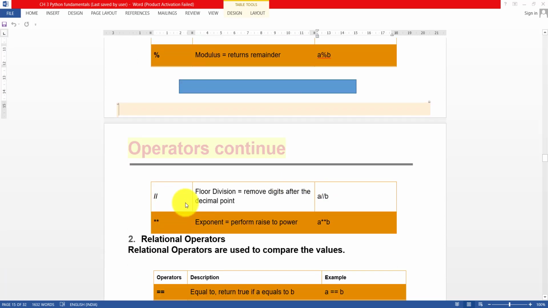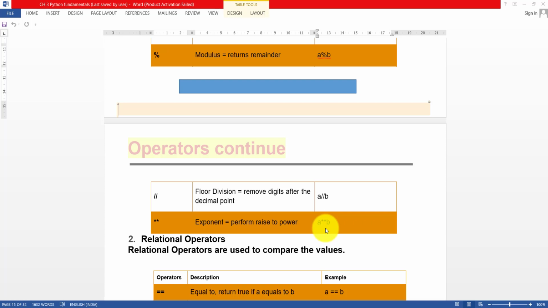Next, double slash. It is used as floor division. That will remove the digits after the decimal point. So this is the floor division, meaning if the division answer comes as a decimal, it will remove it. Only integer answers you will get. Double asterisk is for the exponent. A double asterisk b, it will be read a exponent b.